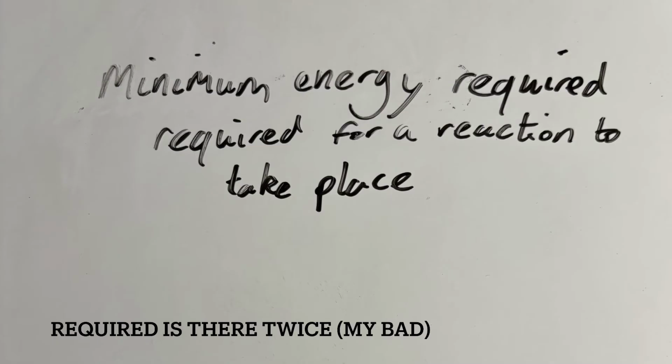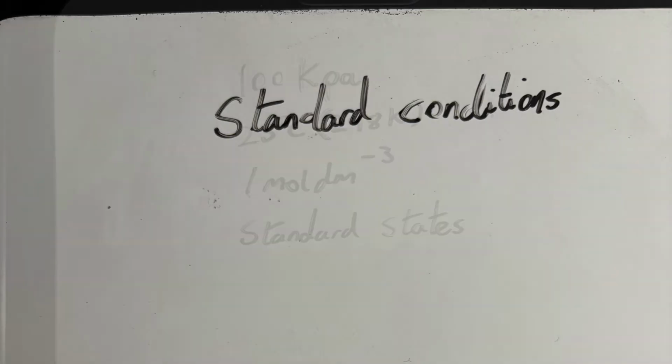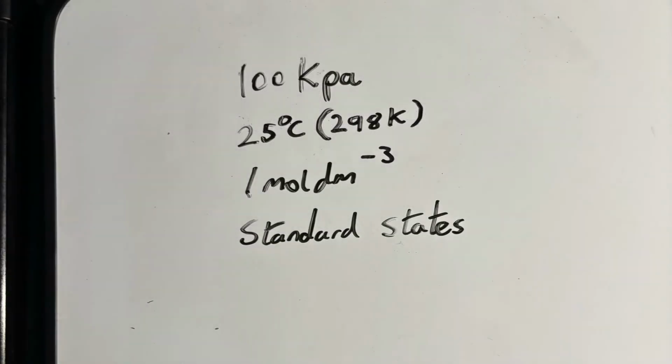And this is a definition you'll need to know. Activation energy is the minimum amount of energy required for a reaction to take place. Now, before we do the next bit, you need to know what standard conditions are. Standard conditions are very simple: 100 kilopascals, 25 degrees Celsius. If there are any solutions, then they're expected to be 1 mole per decimetre cubed, and all products and reactants have to be in their standard state.